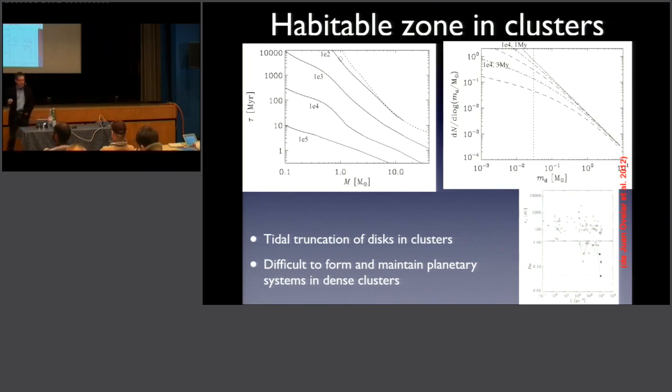which means that in an environment like the core of the Orion Nebula Cluster, you wouldn't survive because it's 10 to the 3, 10 to the 4, okay? So you need something less to survive in those environments.